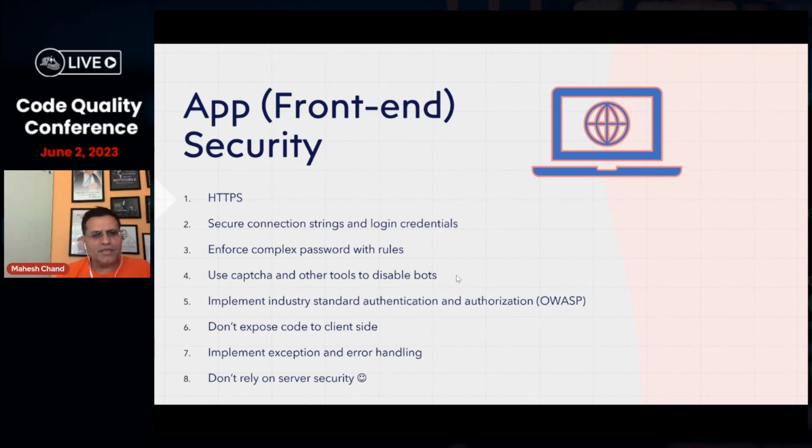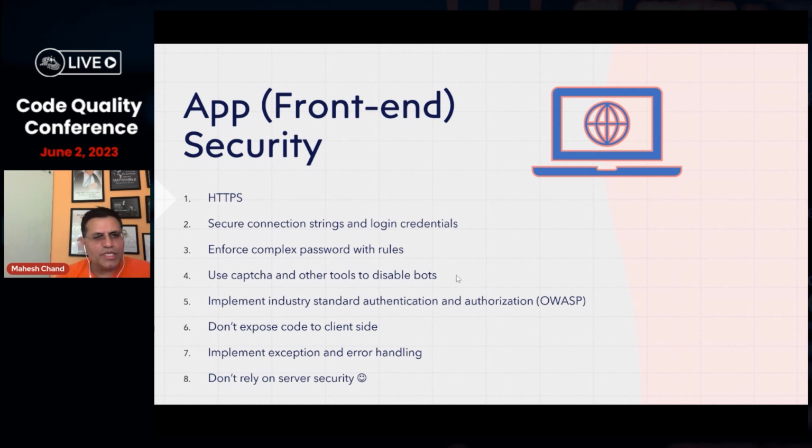So here are 8 top things you should look for or implement when you think about front-end security. First of all, make sure that all websites, connection strings, and public-facing anything you have use secure HTTPS, so all data transfer is secure and encrypted. At least that should be the first thing.